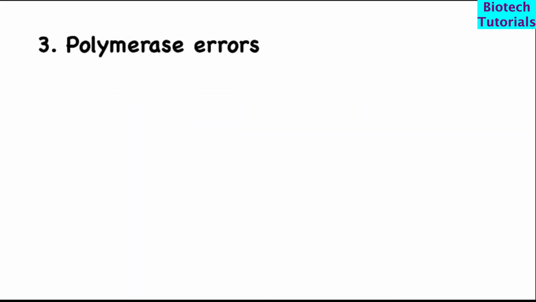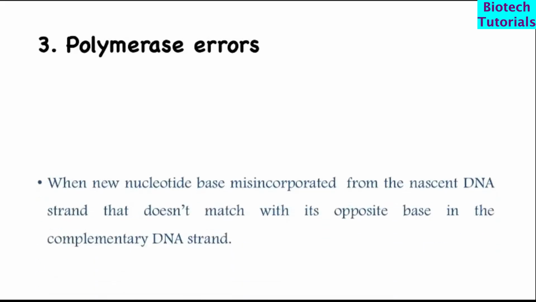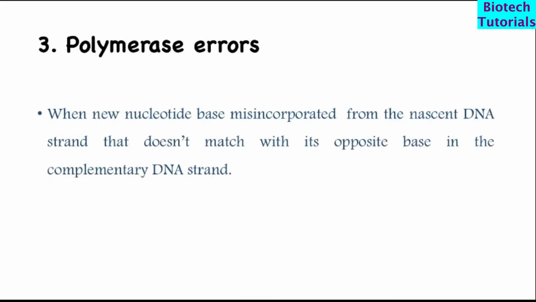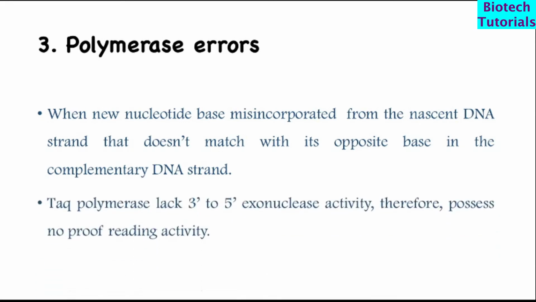Third is polymerase errors. Errors can be due to DNA polymerase, when a new nucleotide base is misincorporated into the nascent DNA strand that doesn't match with its supposed base in the complementary DNA strand. Taq polymerase lacks 3' to 5' exonuclease activity, therefore possesses no proofreading activity. That results in a high error rate, that is 1 in 1000 bases.